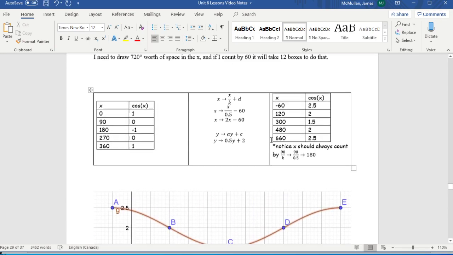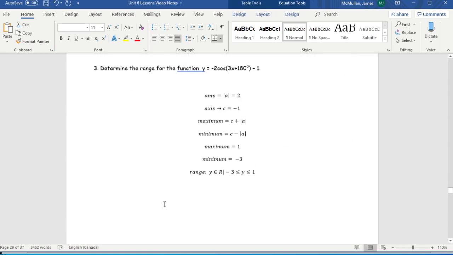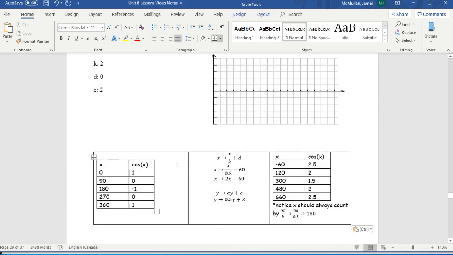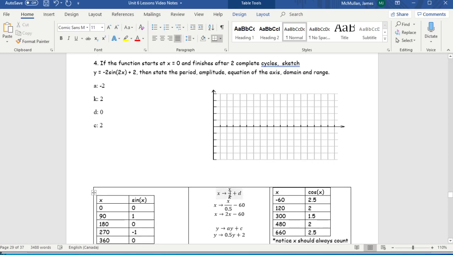Let's go back to our transformation table and let's get our transformations going. So our parent function is sine x. We know sine x starts at 0 and heads up. Then it has to go back to 0 before heading down, and then back to 0. Okay, every x we need to do x over 2 plus 0, which is just x over 2. Every y we need to do negative 2y plus 2.